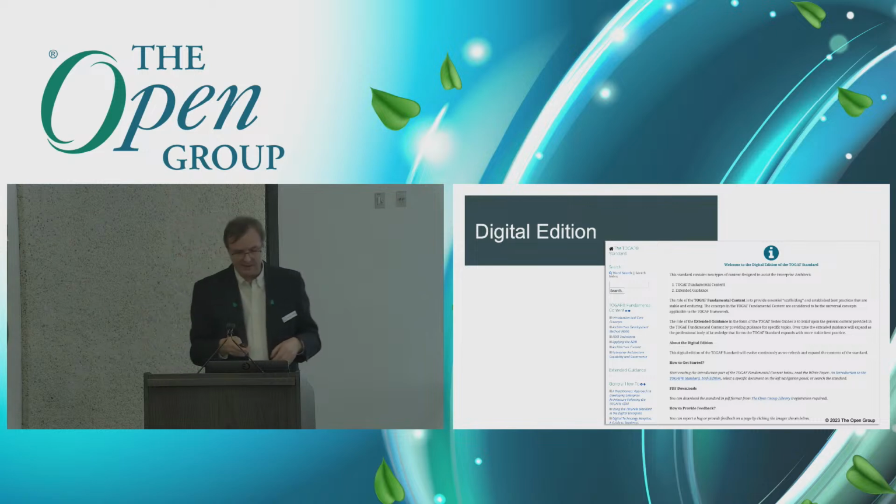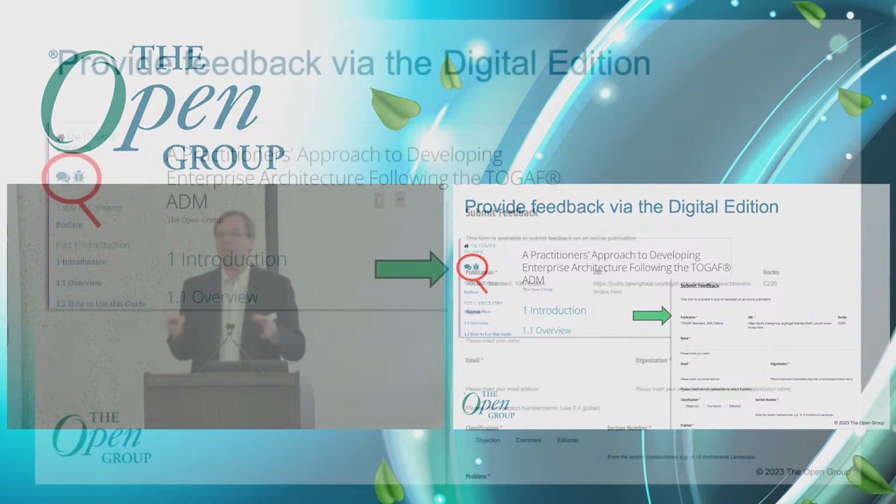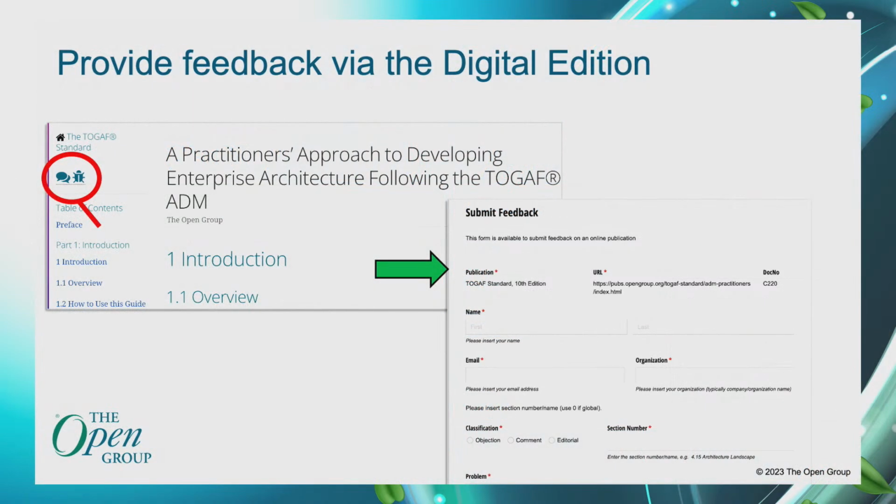One thing that is new is the ability to provide feedback by the digital edition. Before, it's been quite hard, to be truthful, it's been quite hard for you to give us feedback, and so we tried to make that much easier now. On every page in the online digital edition, you will see these little bug and comment icons, and you can click on that and it will pop up a form.